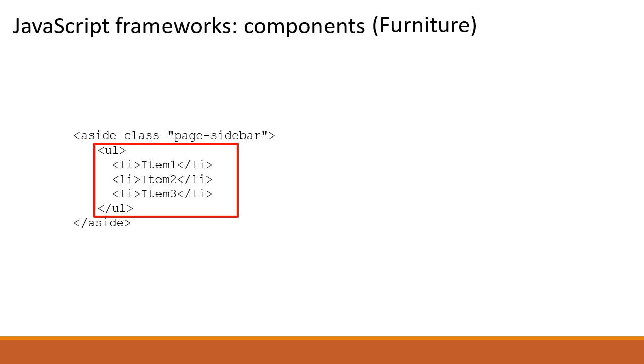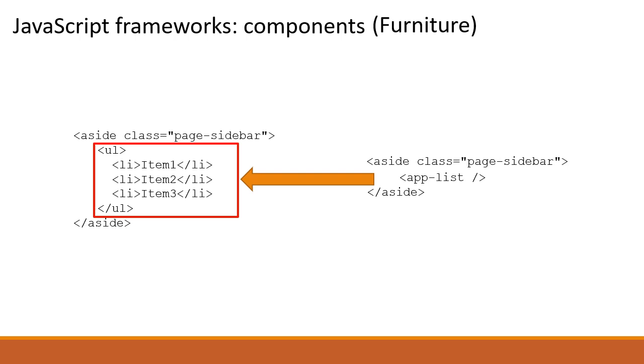Now it would be nice to see that we can use a component in our HTML. In this case, we've created a new element, app-list, and when we're using Angular, we can use this in our HTML page. So the HTML page will look like this. We will still have our aside, and there we have the app list.